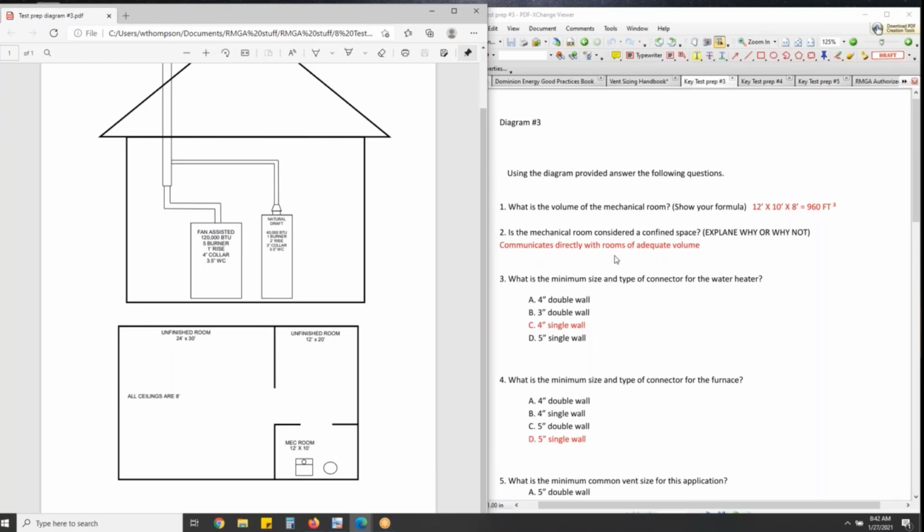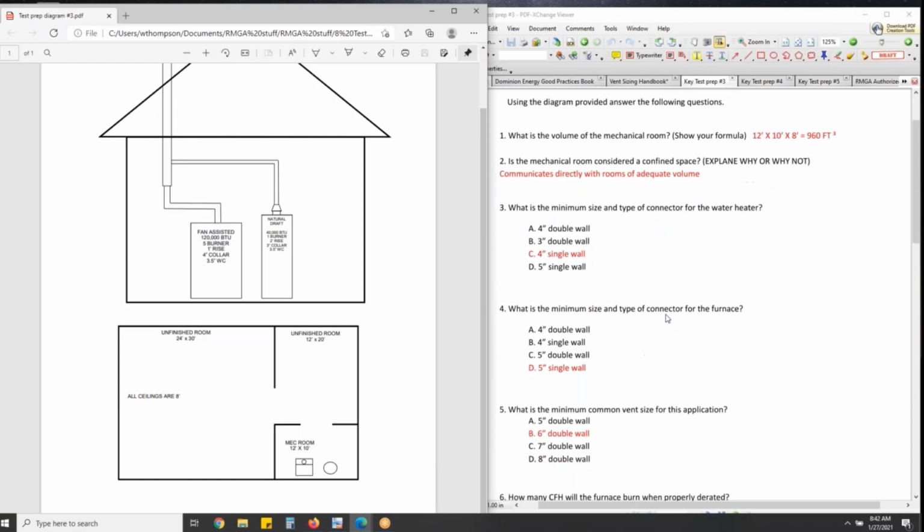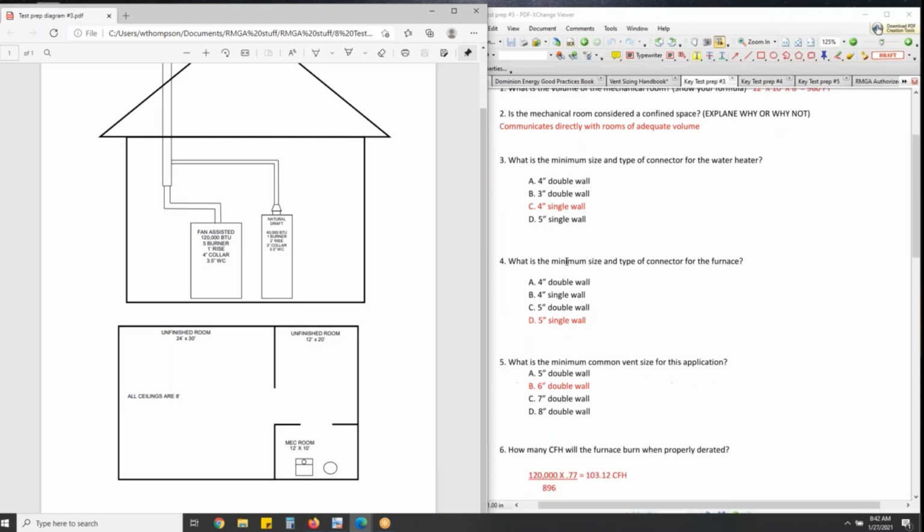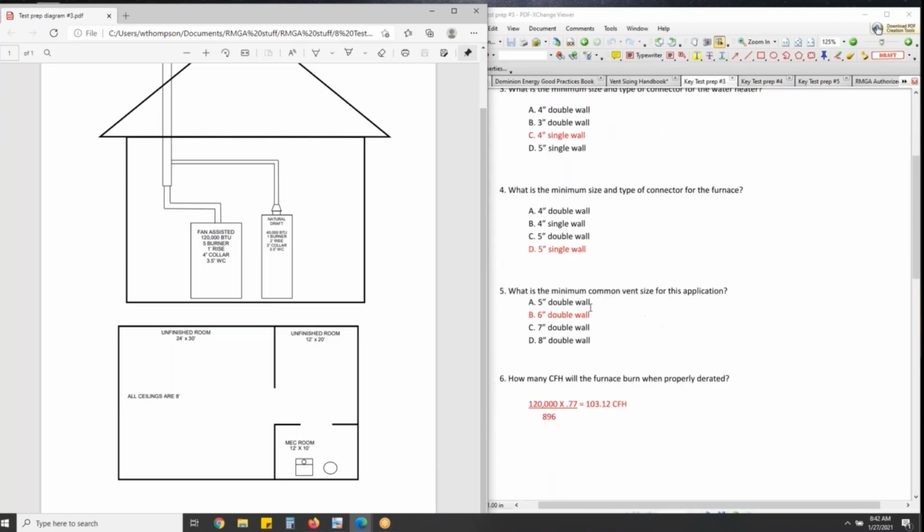It communicates directly with rooms of adequate volume. Notice there's no doors. Remember that rule about if there's no doors, you can just consider that all part of the mechanical room. That's how we got that one. Minimum size and type of connector: you should have got 4-inch single wall for the water heater, furnace 5-inch single wall. Common vent size, 6-inch double wall.